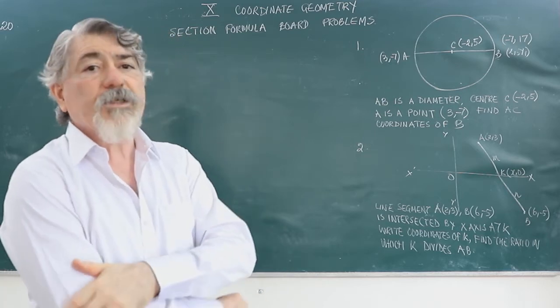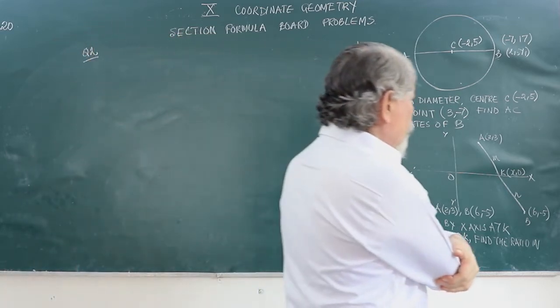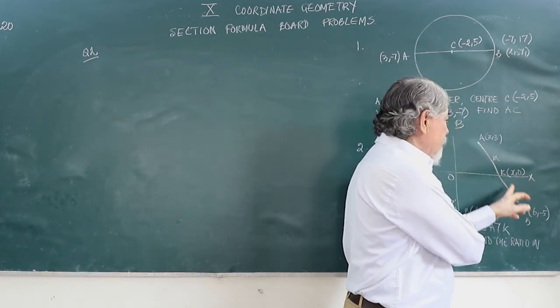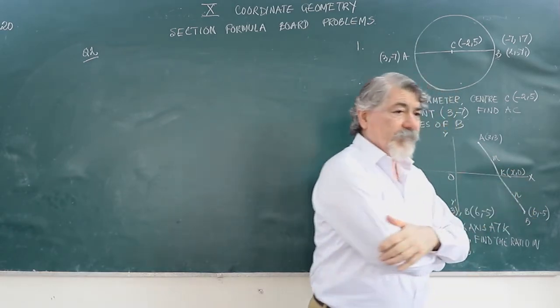So he wants to know what are the coordinates of K, and also he wants to know what is the value of m is to n. In what ratio does this K divide AB?